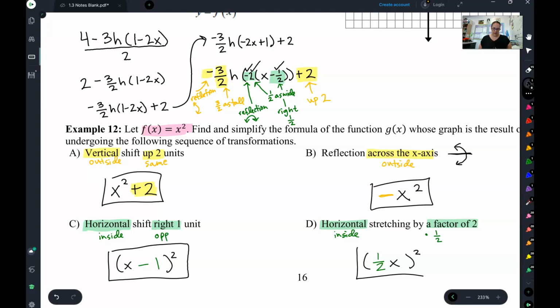So there we go. That is our last example for 1.3. You are all finished with lesson 1.3. Good job.